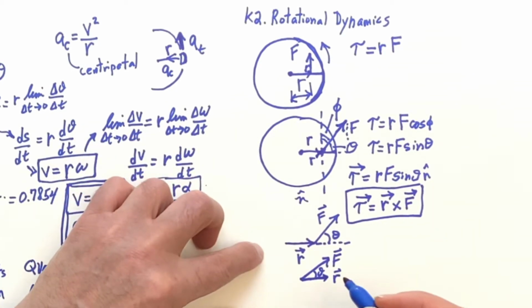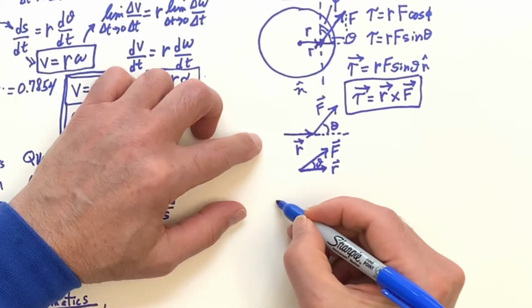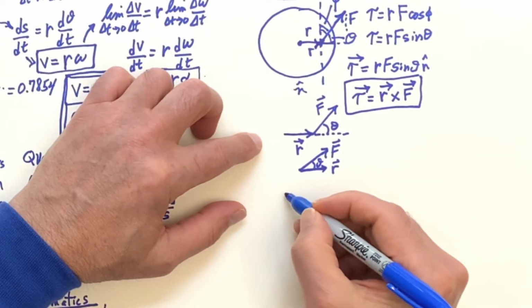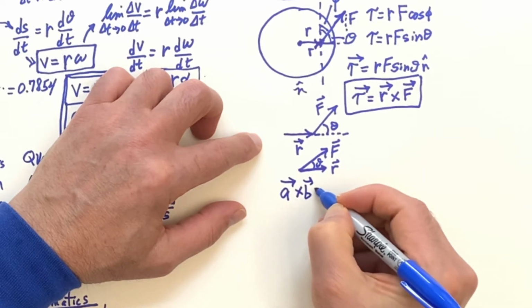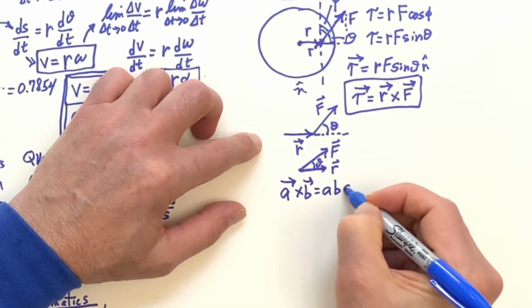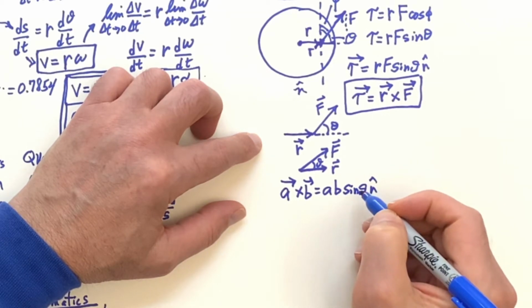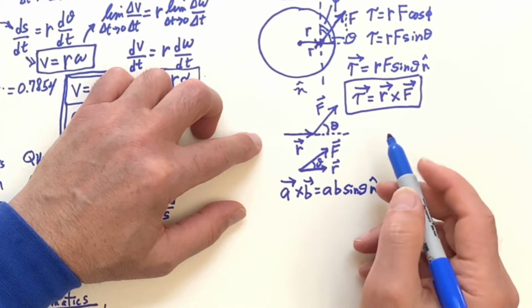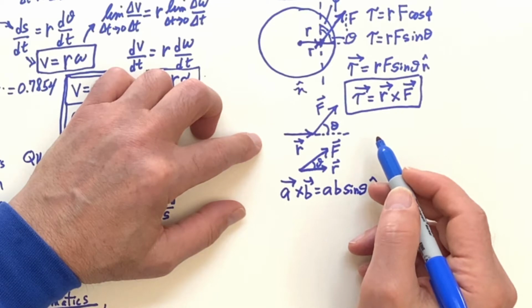Now, this is a general formula for the cross product, and in math books, they'll write something like this: A cross B is equal to A times B times the sine of the angle, and then you use the right-hand rule to get the direction. That's called the vector cross product, or simply the cross product.